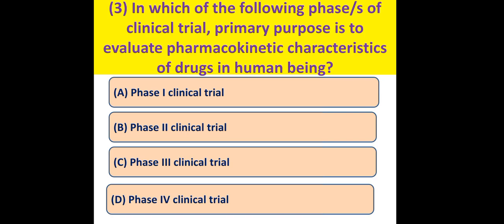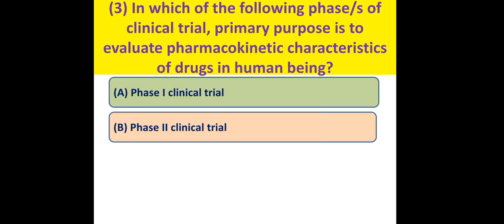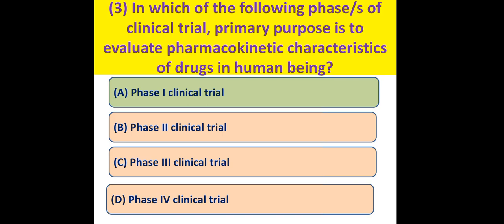Later on in the different phases, we are administering the drug to the patients, and although we are evaluating pharmacokinetic characteristics, our primary aim is to evaluate the safety and efficacy. So the correct answer is phase 1 clinical trial.